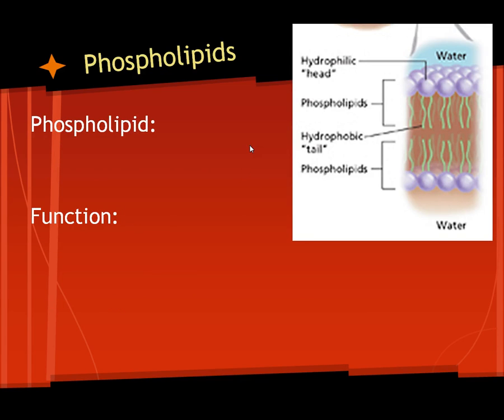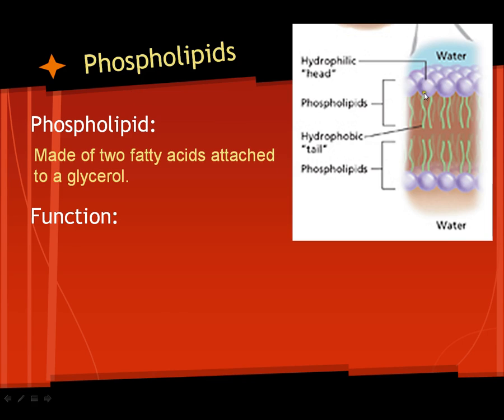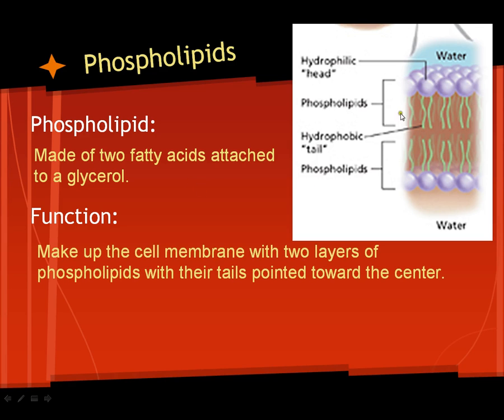Lipids can also be structural in nature. Phospholipids are an example of a structural lipid, and phospholipids are made of a glycerol molecule, which is the head, and then 2 fatty acid tails. Their function, these guys make up the cell membrane. And we'll talk about the cell membrane more later. But the fatty acid tails all point towards the center of the membrane, with their glycerol heads facing the cytoplasm and then the environment outside of the cell.